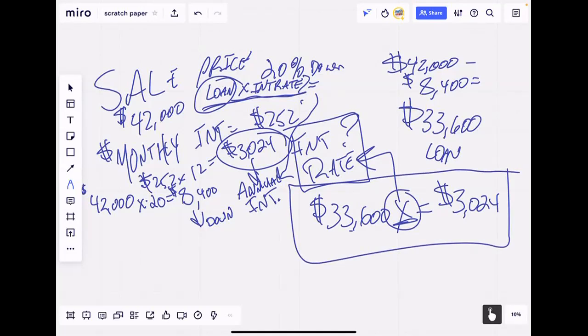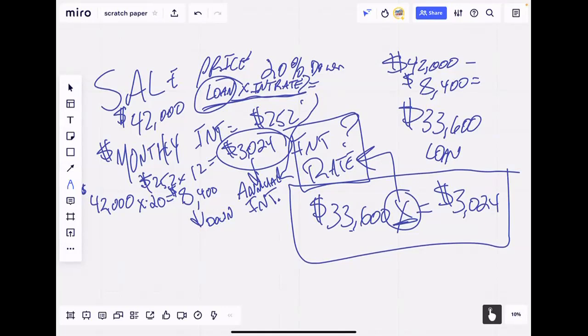This is humbling. Oh dear. You would divide 30. Well, you're going to divide 33,600 and 3,024.